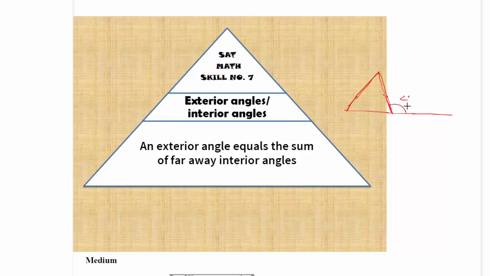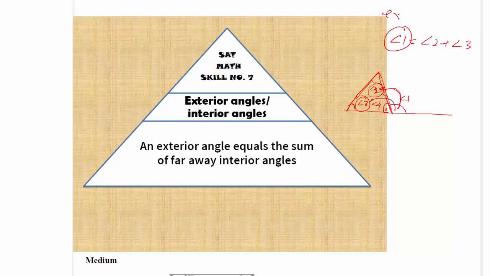For example, say it is angle 1, and the other angles in the triangle are angle 2, angle 3, angle 4. It tells you angle 1 will be equal to the sum of the far away interior angles. So angle 1 will not be equal to 4 plus 3 or 4 plus 2, because 4 is not far away. Far away are 2 and 3, the opposite and far away triangle angles. So angle 1 will be angle 2 plus angle 3.